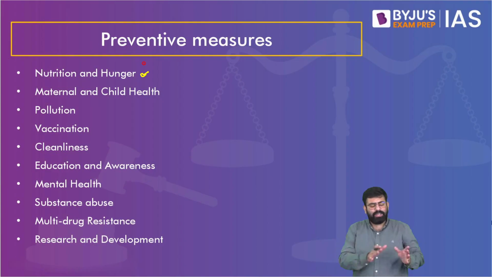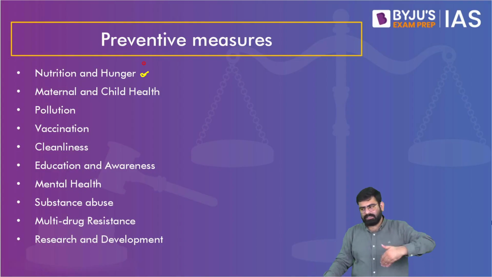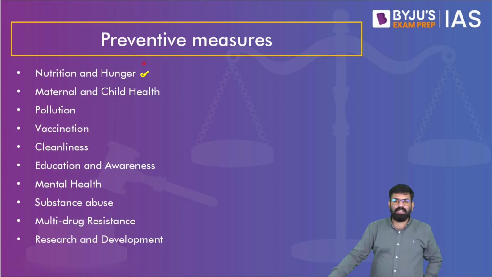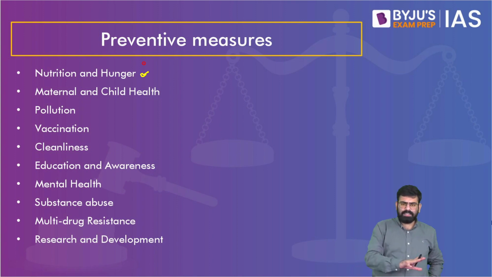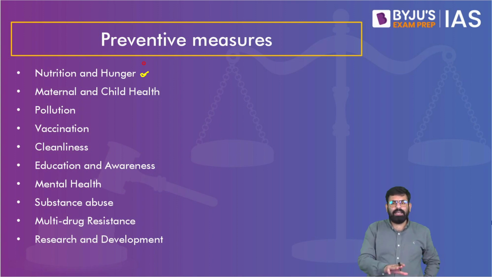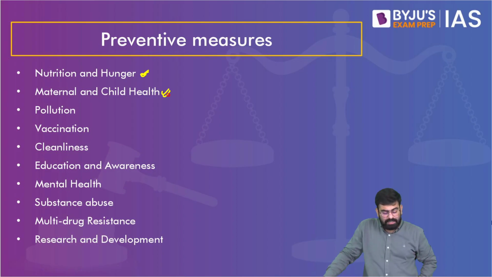And how to take care of nutrition? I hope you remember from yesterday's discussion that there can be various measures when it comes to malnutrition, right? You can increase awareness. There has to be a supply side push. There has to be diversity when it comes to the nutrients that are required. So all those ideas that we had discussed yesterday can be directly mentioned here when it comes to preventive measures and nutrition and hunger.